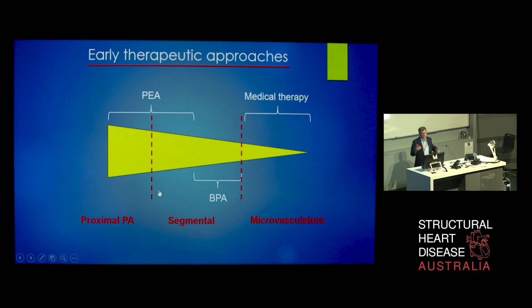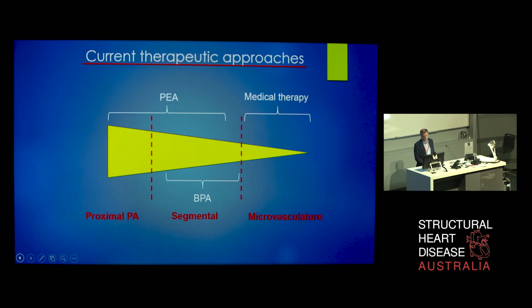When BPA, medical therapy, and pulmonary endarterectomy were sorting each other out, this is their target. Pulmonary endarterectomy was that area here, BPA here, medical therapy in the microvasculature. Everybody was staying in their lanes. But it's very different now. As far as pulmonary endarterectomy is concerned, we've got very distal. BPA have got very proximal. And of course, medical therapy is still very important.